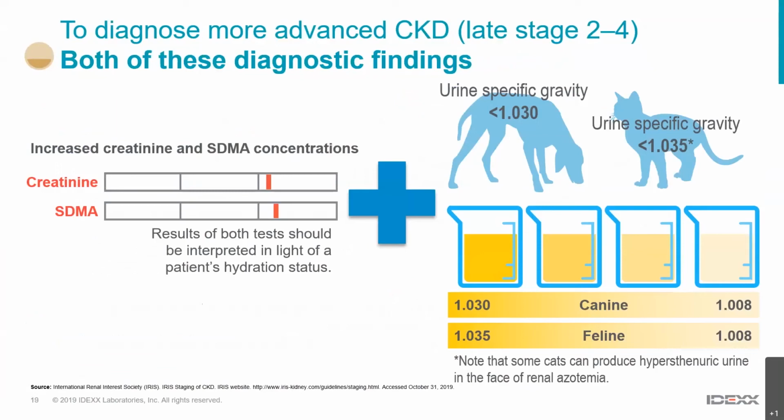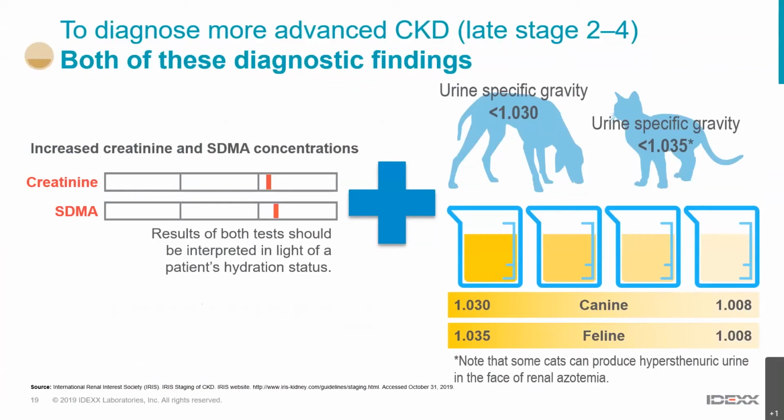To diagnose more advanced CKD, you would see an increase in both biomarkers as well as inappropriate urine-specific gravity. These changes should be found in combination with those that were used to diagnose stage 1 and early stage 2.